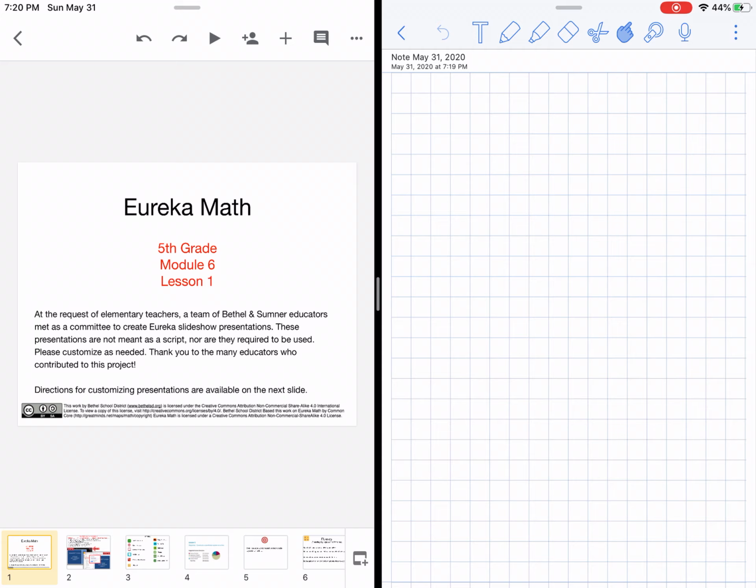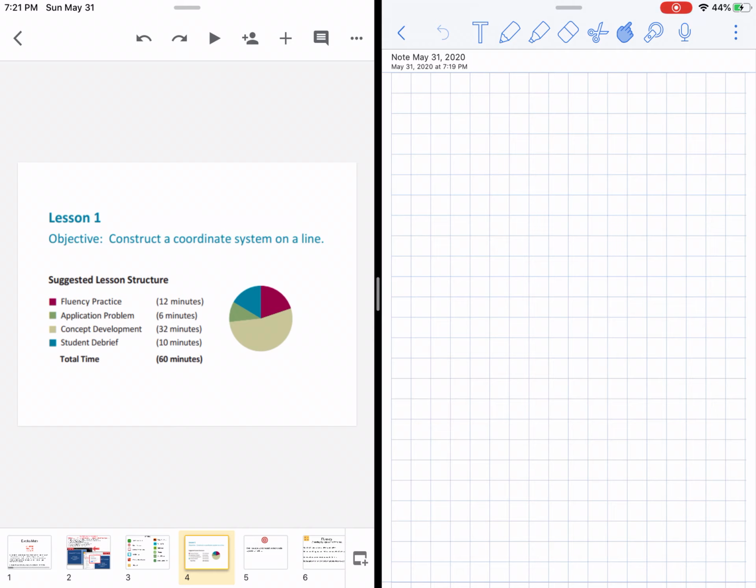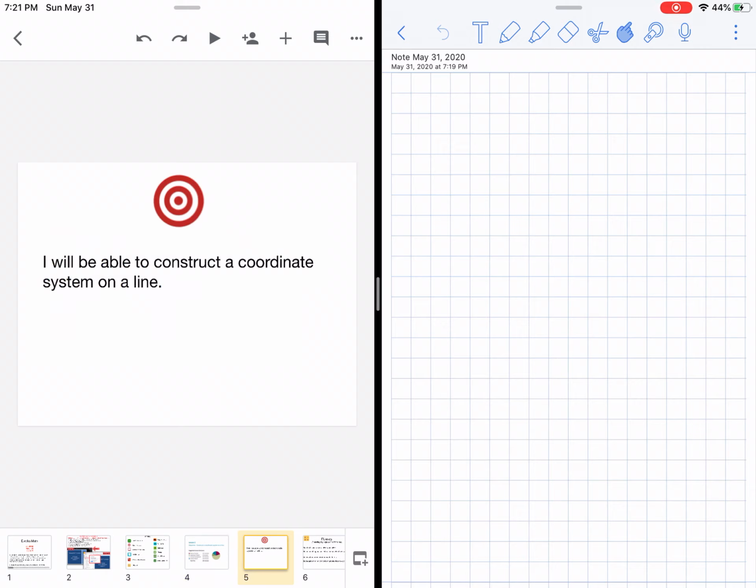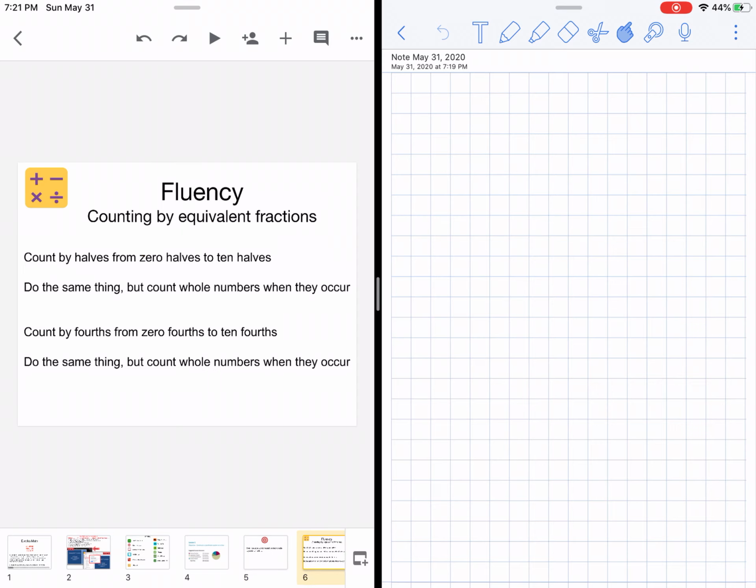We are in Module 6, and today is Lesson 1 in Module 6. So the objective for today is to construct a coordinate system on a line. You are going to need your graph paper booklet, a ruler, or some type of straight edge that you have, and your pencil today. Your target for today is I will be able to construct a coordinate system on a line.